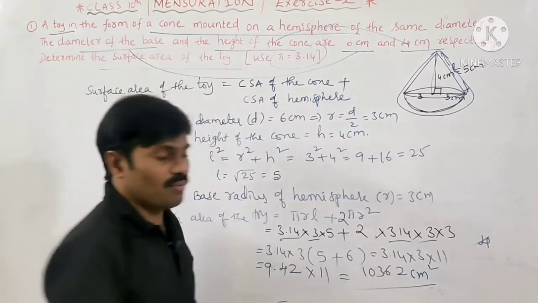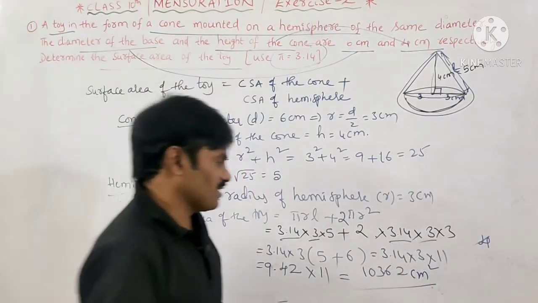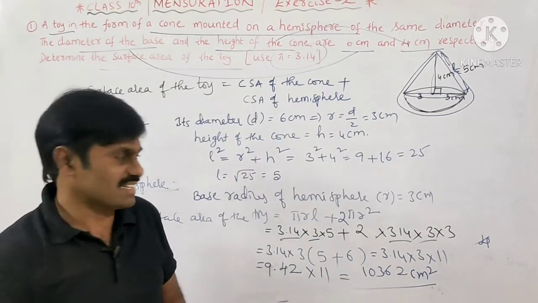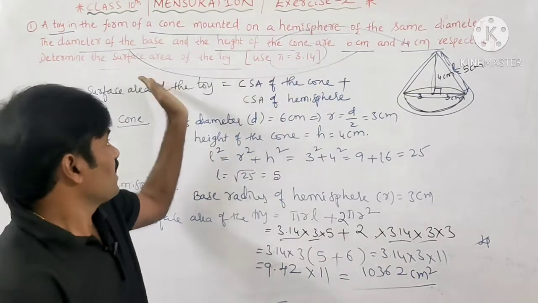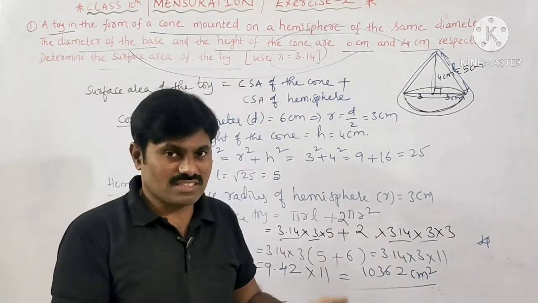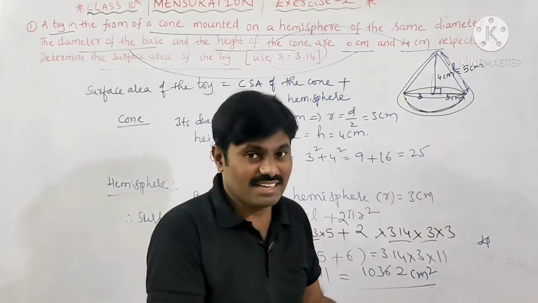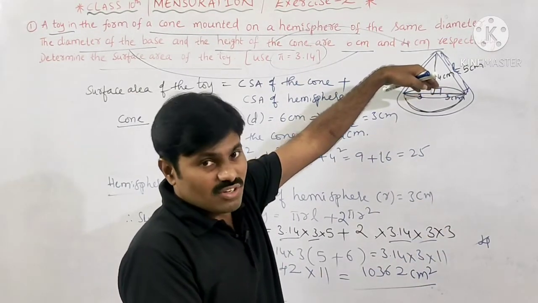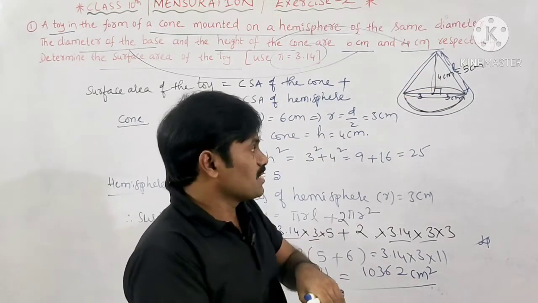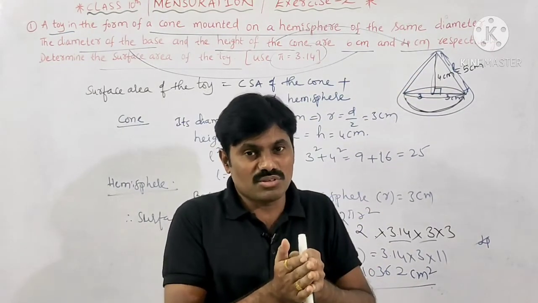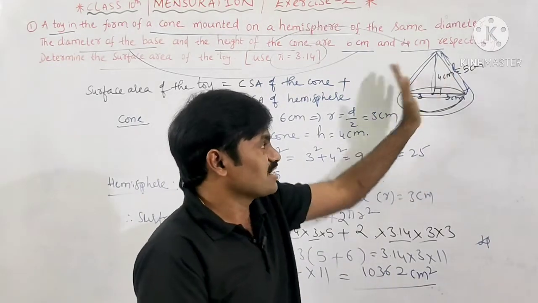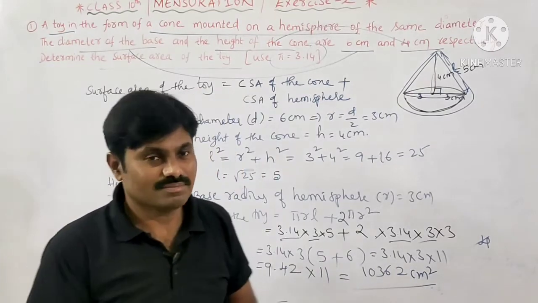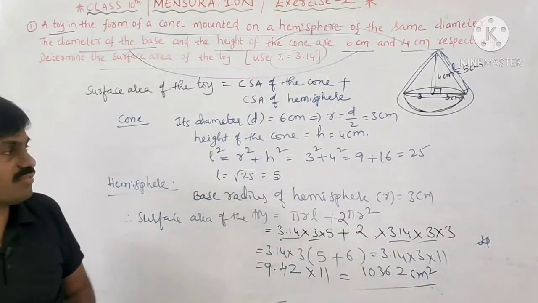So 103.62 centimeter square, or square centimeters. Is it clear? Whenever they ask to find the surface area of the toy, that means the total surface area of the toy. Here, the base of the cone and the base of the hemisphere coincide with each other, so you have to apply the curved surface area of both the solids. Okay, clear? So this is the solution of the first problem.